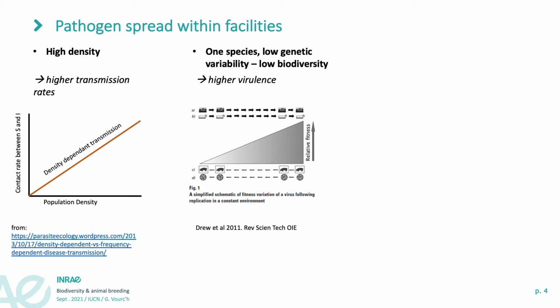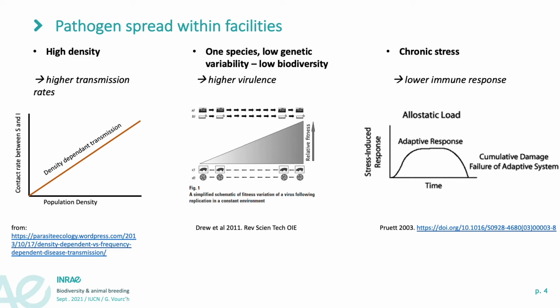The other point is that different breeding conditions can lead to chronic stress. And there are reports that suggest that such chronic stress will damage the adaptive immune response to disease and pathogens.